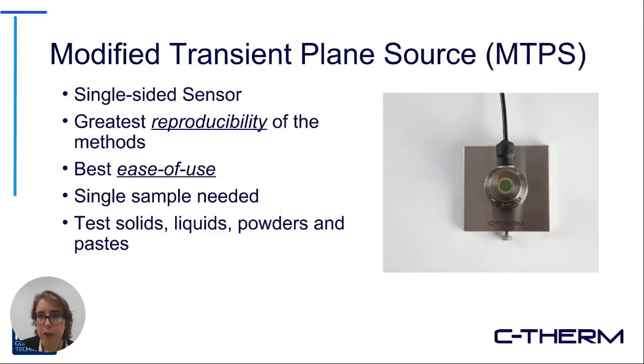So the first method that we'll look at application data for is the modified transient plane source method. And if you'd like some more details about how this method works, I encourage you to check out our method selection webinar that we did a few weeks back. Rosa's going to go ahead and drop the link to that one in the chat. We just have a lot of data to get through and not enough time to detail all the methods, but we do have a good resource available on our website free of charge.